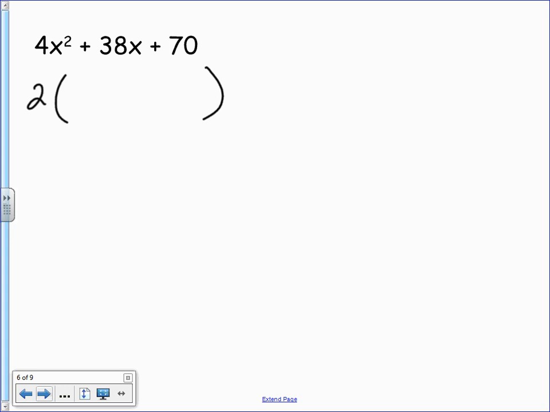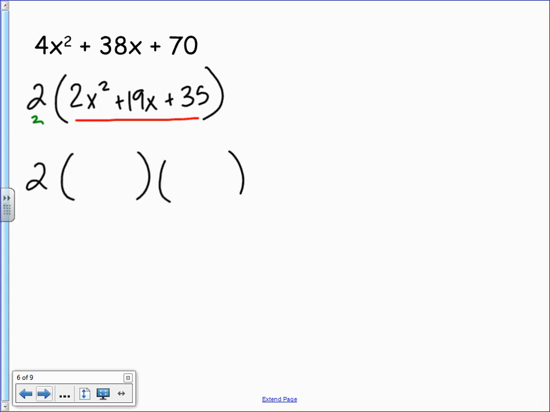So 4x squared divided by 2 is 2x squared. 38x divided by 2 is 19x. And 70 divided by 2 is 35. This 2 will just stay outside all my parentheses for the rest of my problem. It's there, but I don't really have to worry about it. So I'm going to be doing magic number with the trinomial inside of the parentheses.